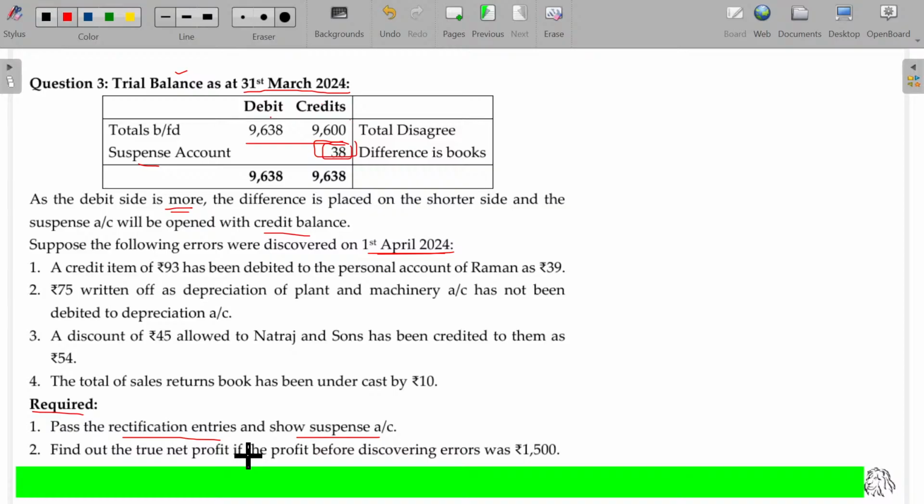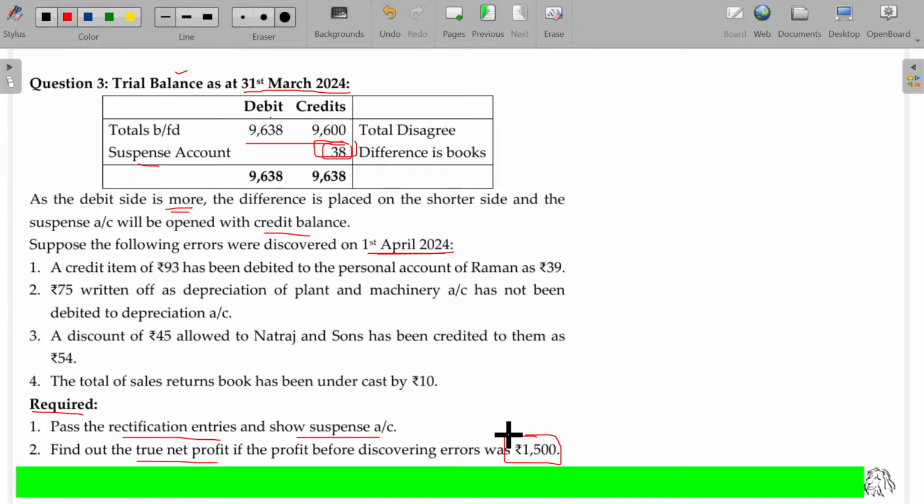Removed totally or not. Apart from that, find out the true net profit if the profit before discovering the errors was 1,500. So we prepared final accounts, and after preparing them we came to know that profit is 1,500. With these 4 errors, the profit is 1,500, so after the rectification, what could be the correct profit? These are the two questions asked here.